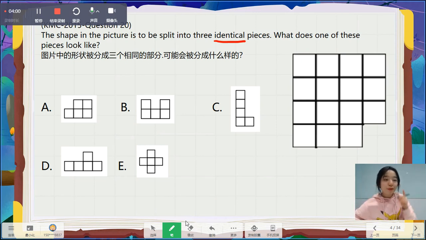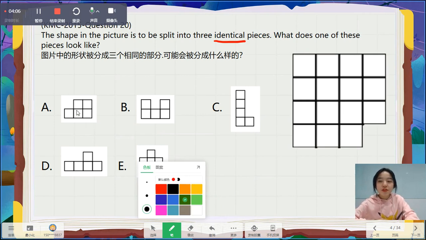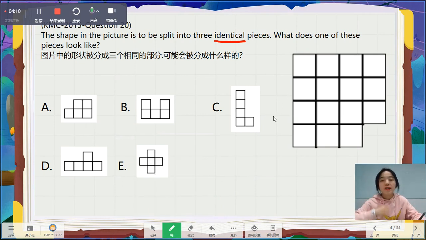So now let's just start to try carefully and check. Be brave to try, and be careful to check. That's a method. Let's see option A. Can we find 3 shapes like option A in the right shape? Let's see, can we put it here? Put the first shape here. It's a 2 by 2 square and 1 small square.